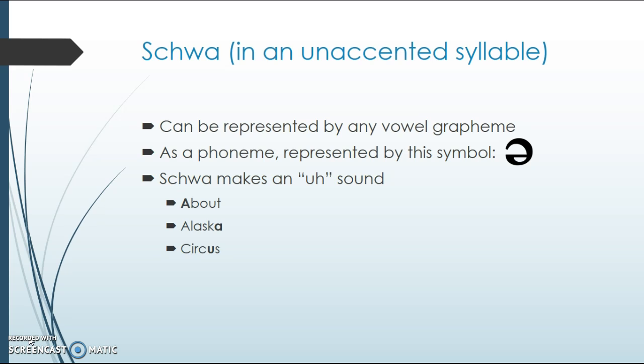So the unaccented syllable is a syllable that doesn't get the emphasis. So in the word about, bout gets the emphasis, then a gets the schwa. Alaska is three syllables, and the ask in the middle gets the accent, so actually you have in that one a schwa at the beginning and at the end. And then circus, the emphasis is on the sir, and cus gets that schwa.